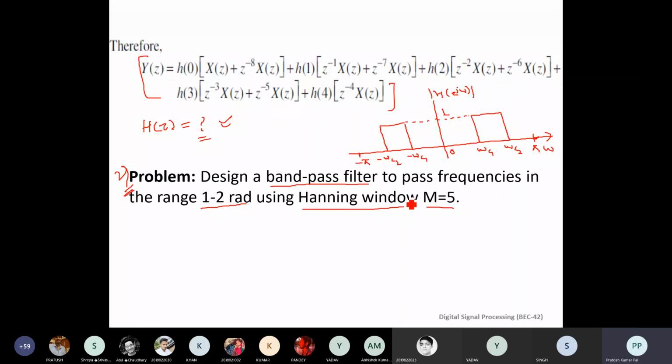Here the pass band frequencies are given to be 1 and 2. That means omega c1 will be 1 radian and omega c2 will be 2 radian. So this will be 1 and 2, and this will be pi.